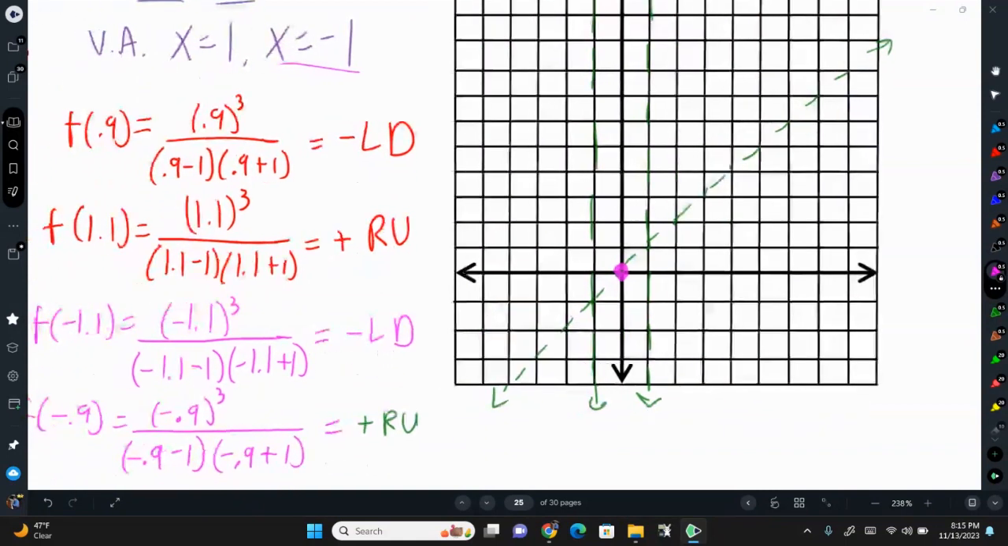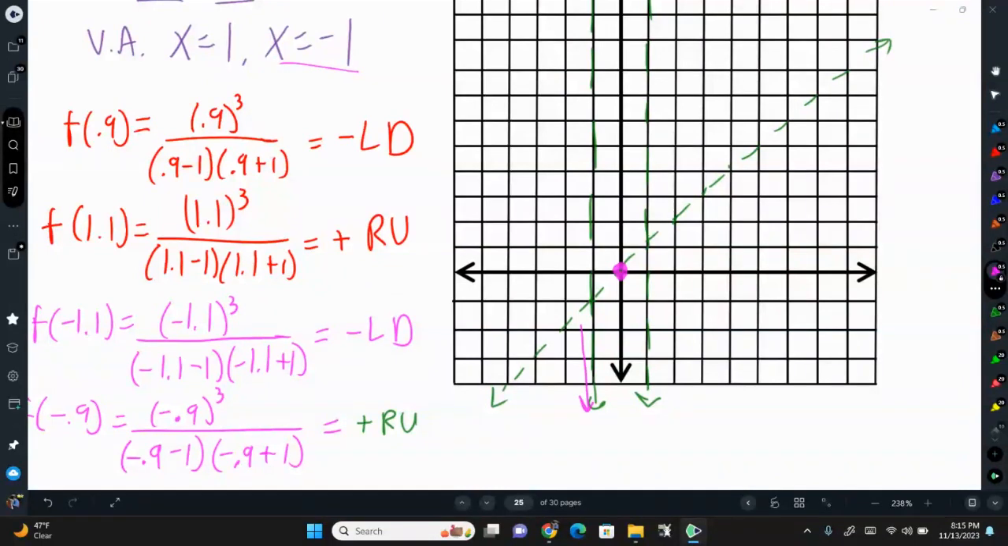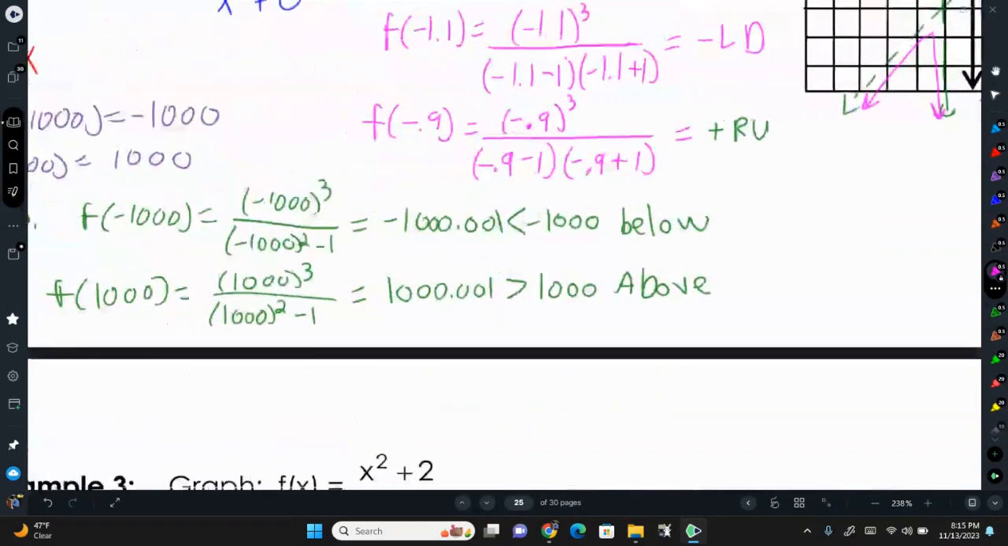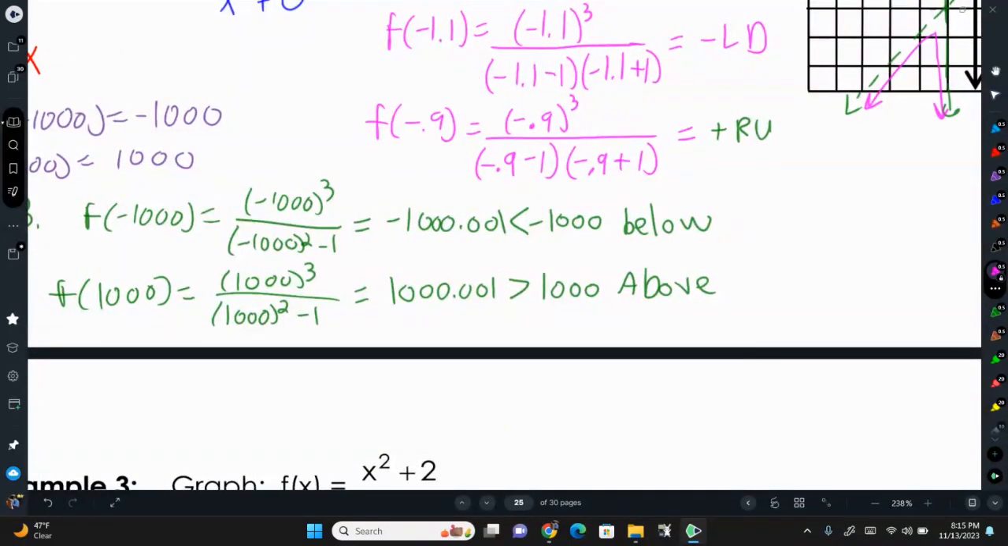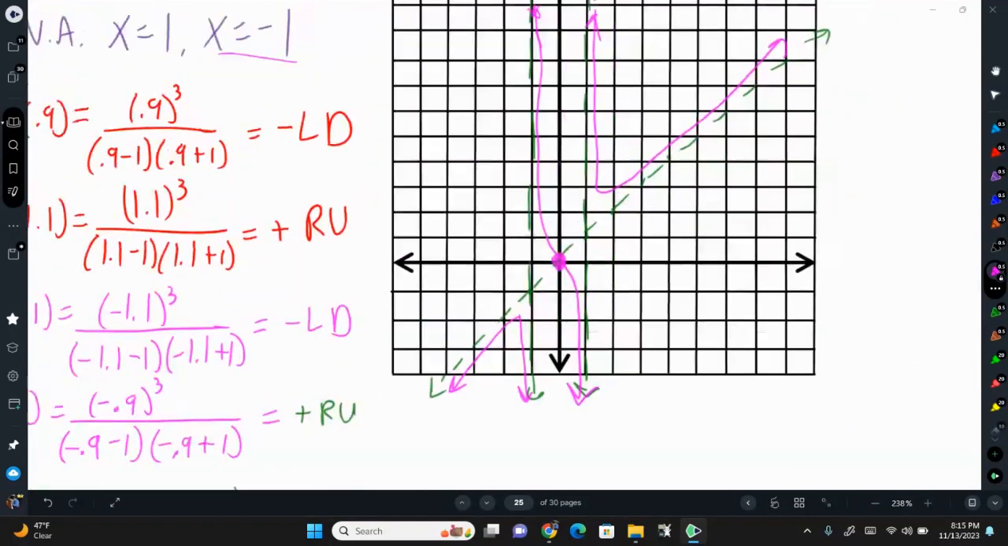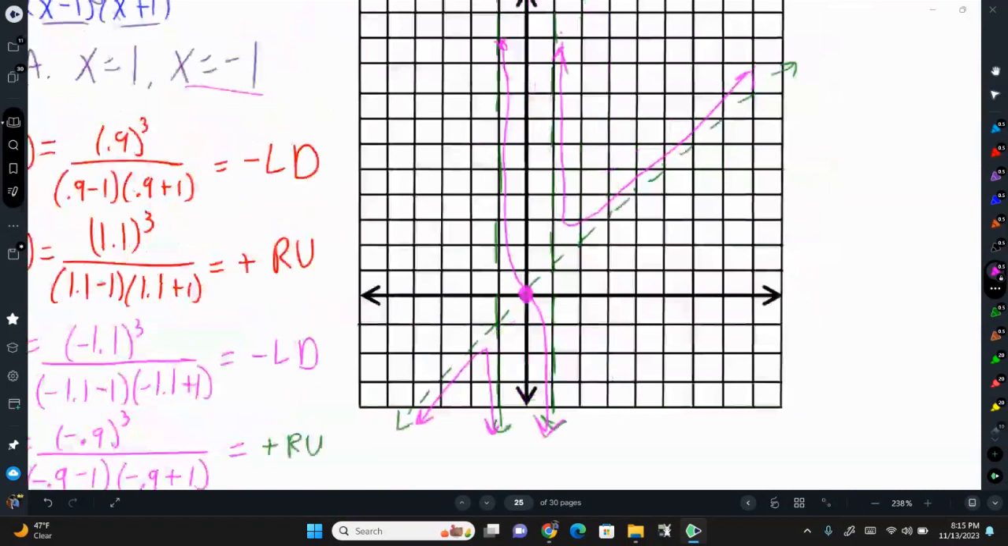Now, in between the vertical asymptotes, we know that the left side goes down on this one, and the right side goes up, and that this side comes down, and this side is going to come down too. And then we know the end behavior for both of these is that the left side is going to be below the asymptote. Left side right here, negative 1,000, below the asymptote, and the right side will be above the asymptote. So that's how our graph is going to look.